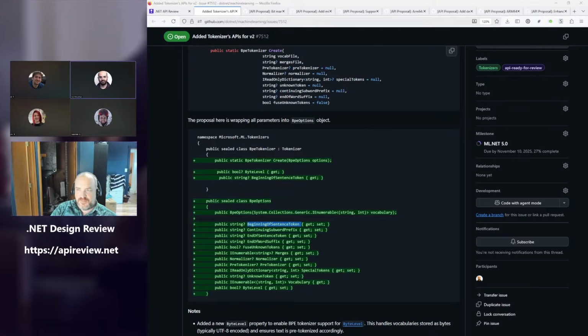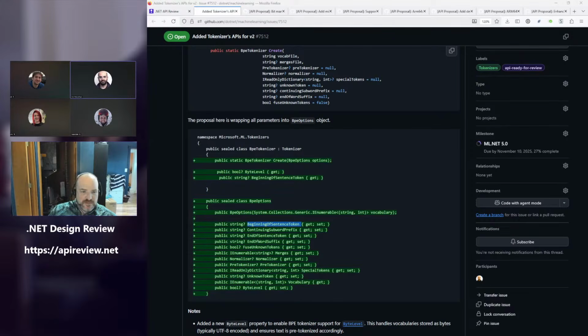Beginning of sentence token is just to decide whether, when you do encoding for any text through this tokenizer, it always inserts a specific token at the beginning of the encoding. This is of course optional. I mean, it's up to the caller to decide to insert that or not. This is why it's a nullable string. If it's null, it's ignored. If it's passed, we honor that and we produce it in our encoding.